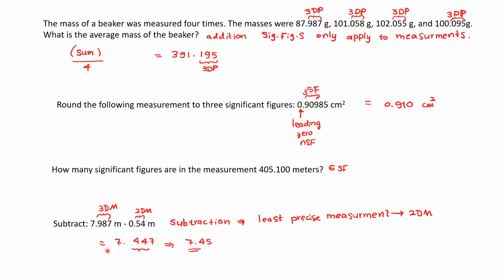Subtract this by this. So when you have a subtraction, we are going to find the least precise measurement, which is the one with the least number of decimal places. This has 3 decimal places and this has 2 decimal places. That means your final answer should be in 2 decimal places.